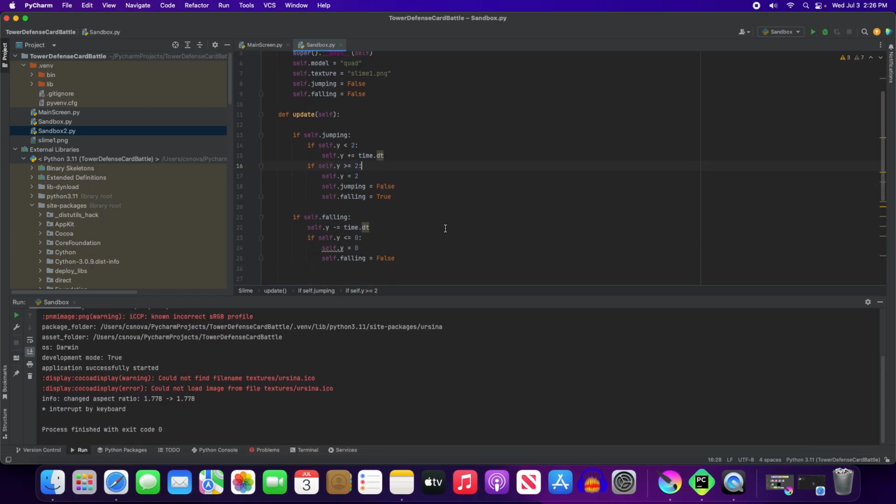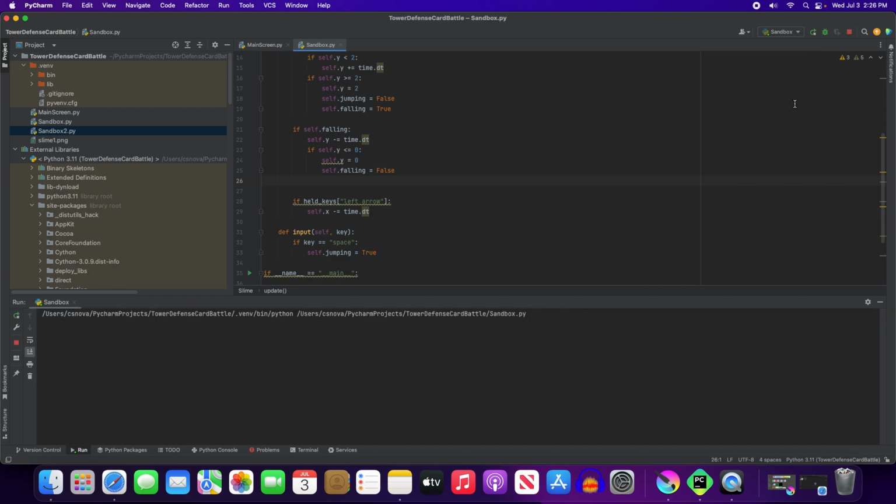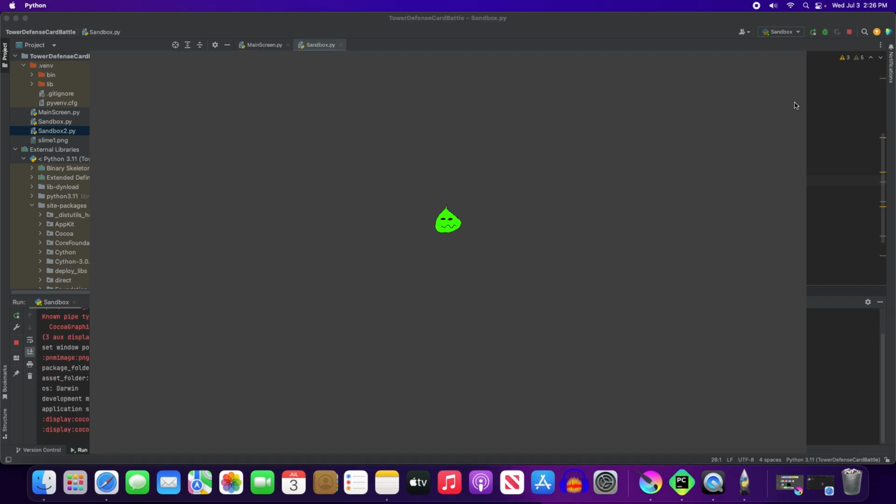Okay, if... forgot the self again. There we go. Up and down. So that is what I would consider to be a linear jump.